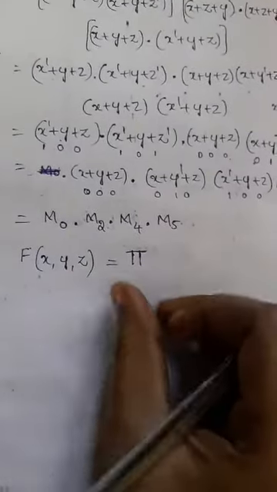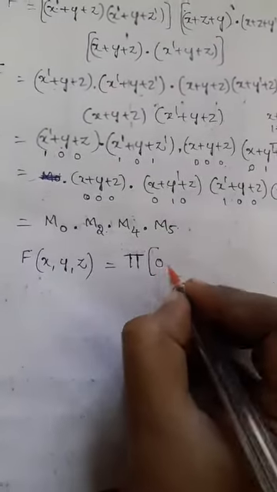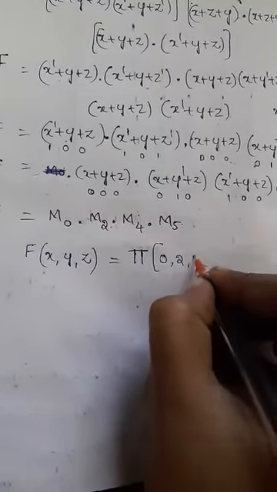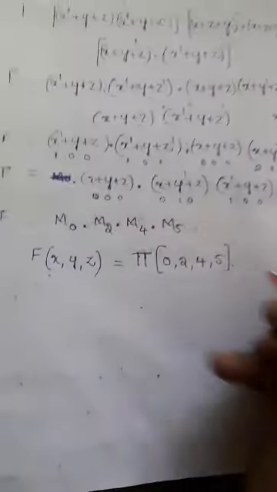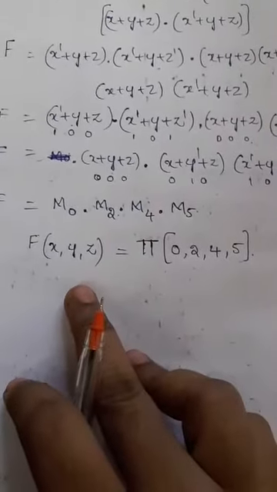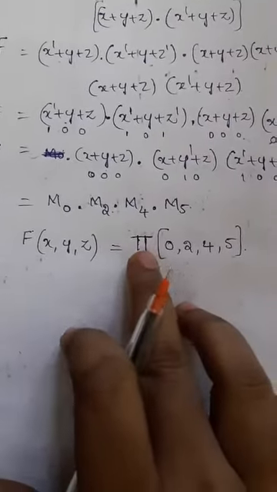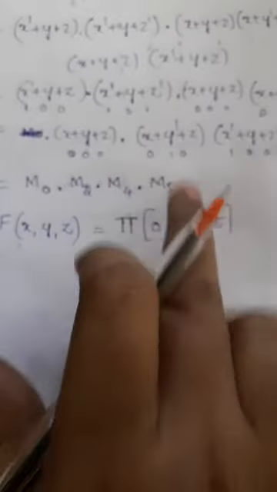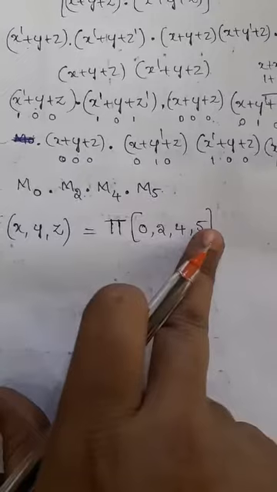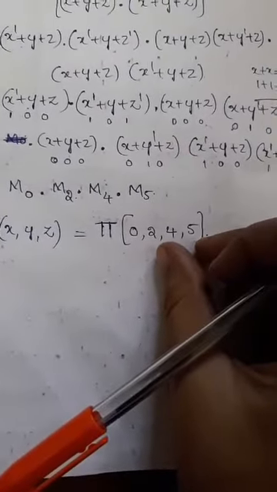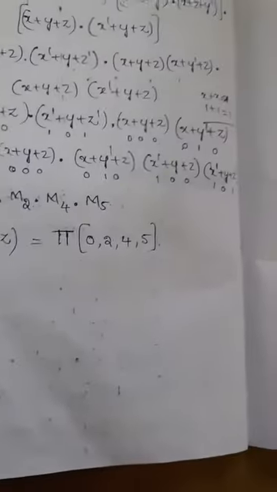Just like pi. Next we represent the designation as binary variables: 0 2 4 5. The product symbol pi denotes the ANDing of maxterms, and these numbers represent the maxterms, which are nothing but decimal numbers.